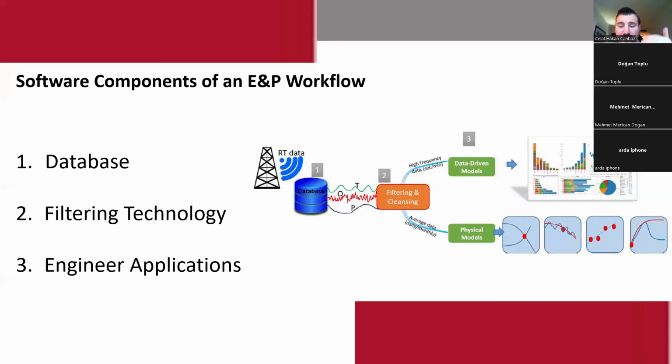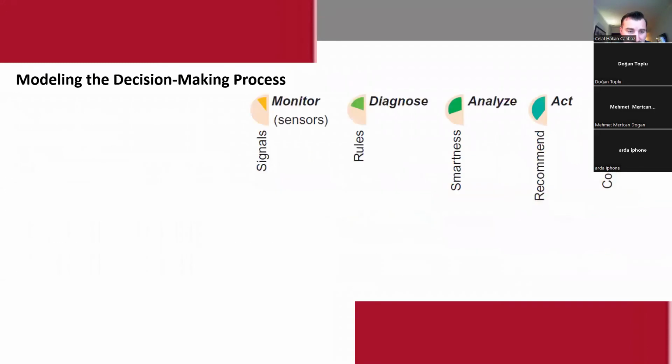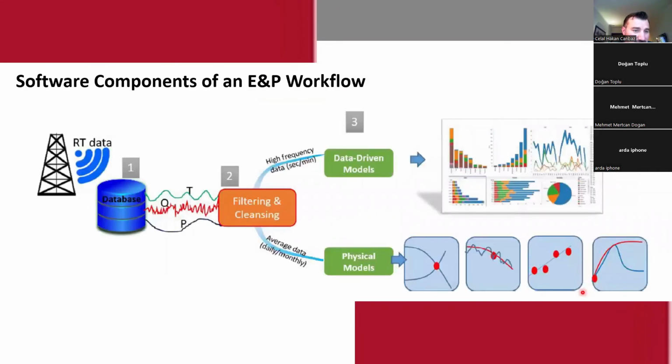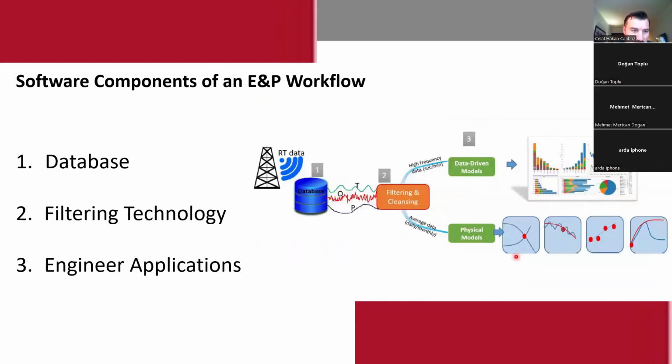So these values are automatically stored and then sent to various engineering software applications, okay? And the third one here, as we can see, is the engineering applications. In the figure, it also shows the main options used by engineers: the data-driven models and the physical models. The data-driven models, we discussed this one.